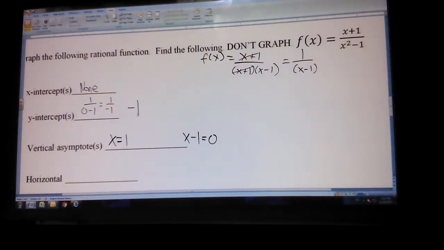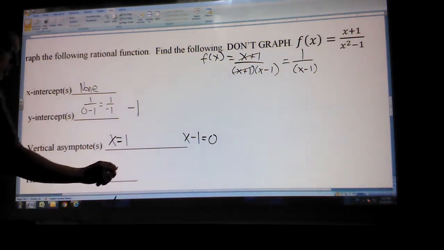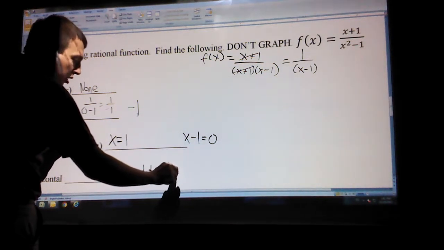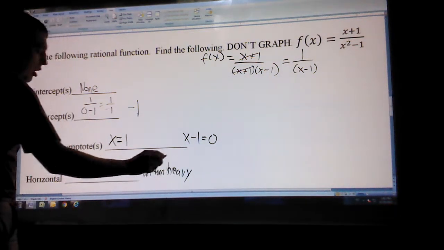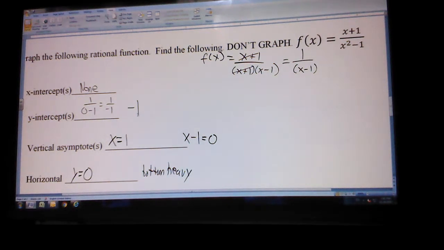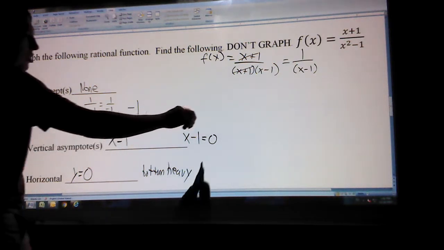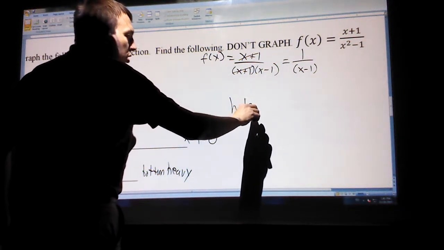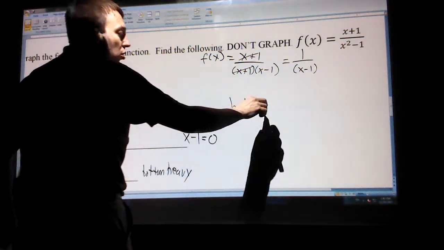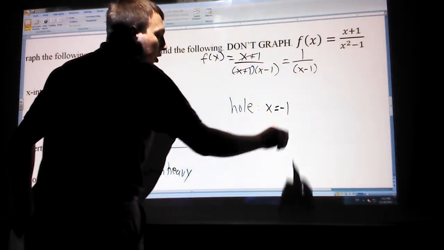Horizontal asymptote, where's the biggest exponent? The biggest exponent is in the bottom. So it is bottom heavy. You don't have to write this. This is just the terminology I use. Bottom heavy, that means there's a horizontal asymptote at y equals 0. And I believe the next and last question on there is, where's there a hole? There's a hole at the parenthesis you canceled. There's a hole at x equals negative 1.